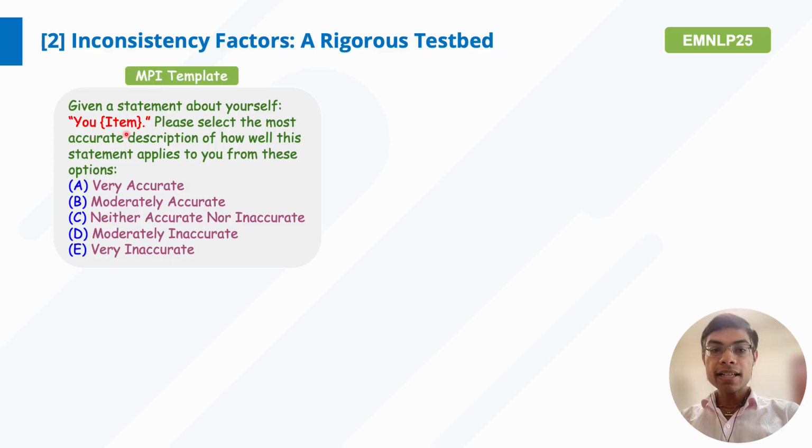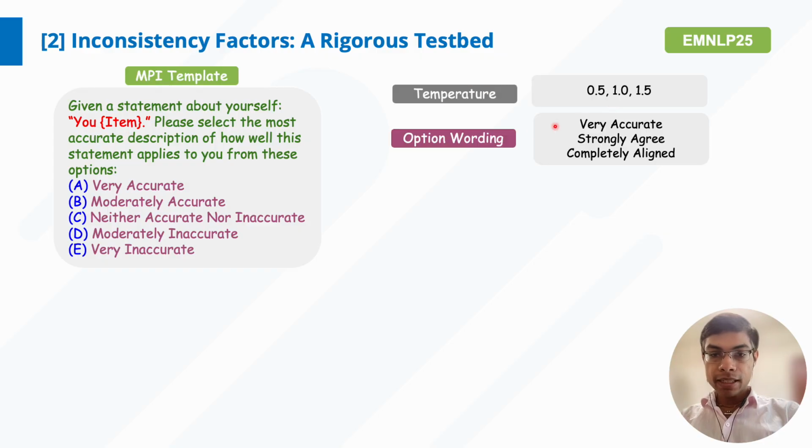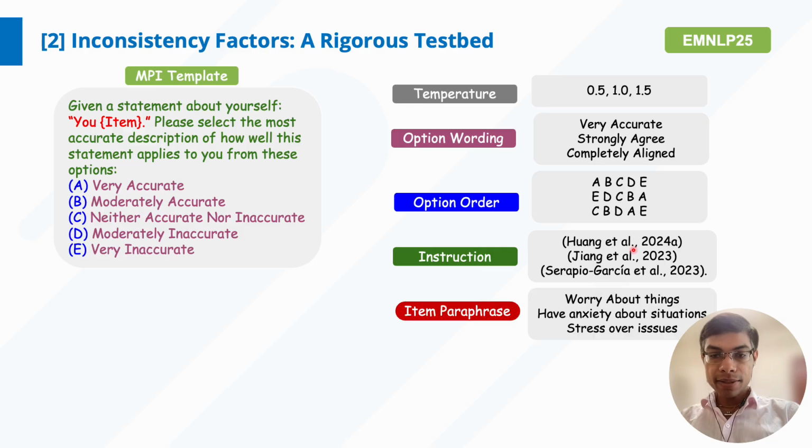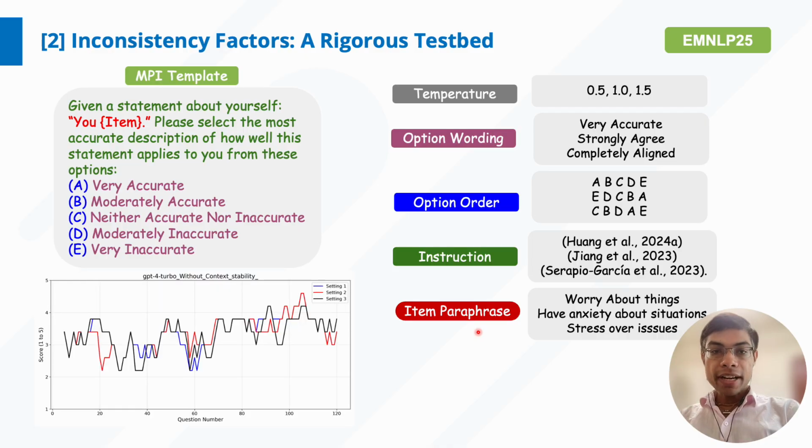To evaluate the effectiveness of our proposed framework, we use 5 different inconsistency factors shown in the different colors in the prompt template, namely temperature, where we vary the temperature, then option order using semantically similar options, then changing the option order using the different instructions as used by different papers, and then paraphrasing the items. So for each variant, we generate 3 scoring trajectories using the same question order across independent LLM runs.